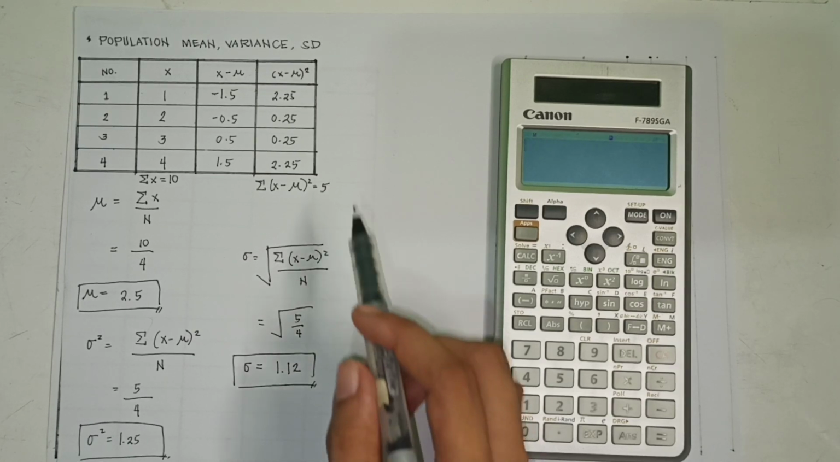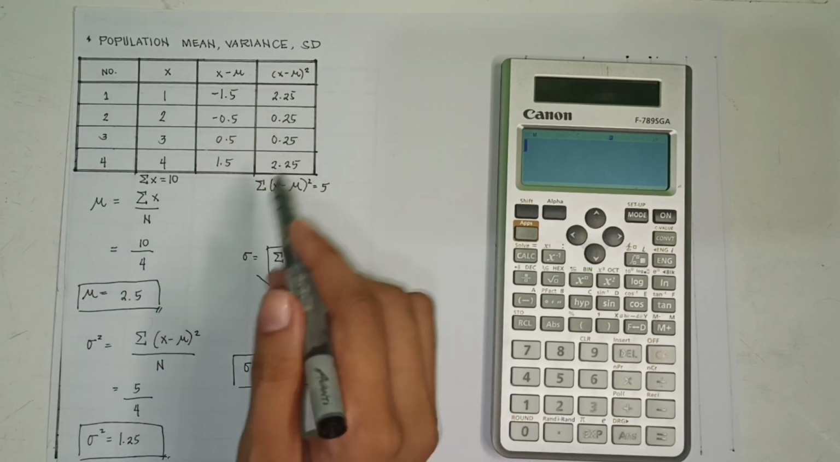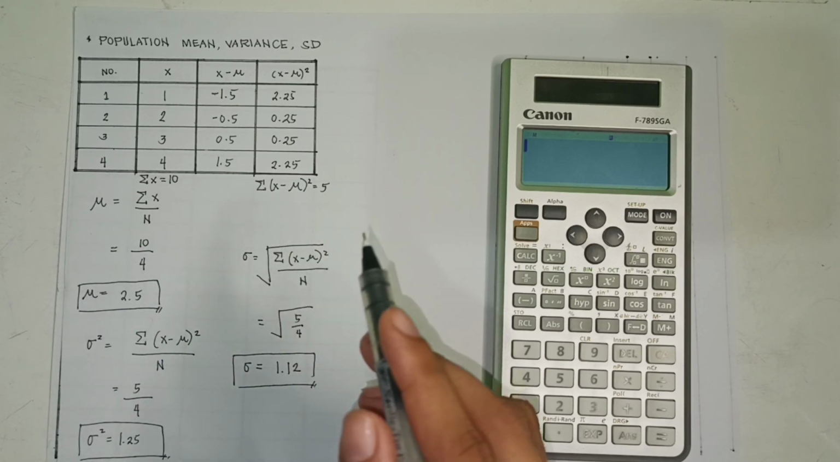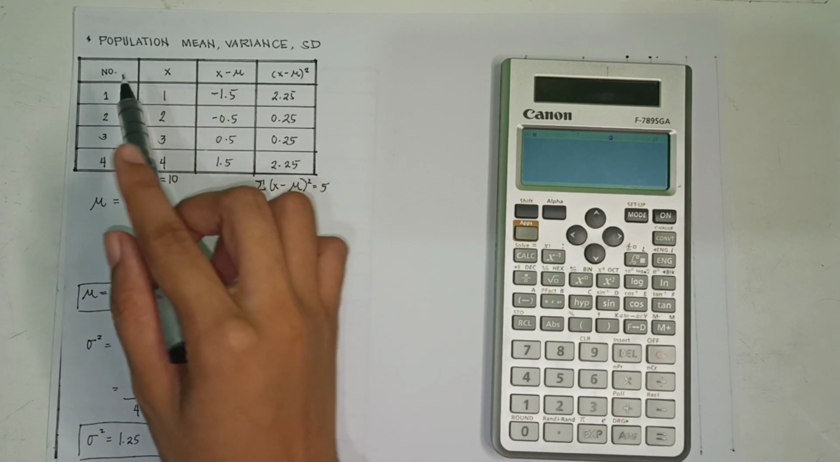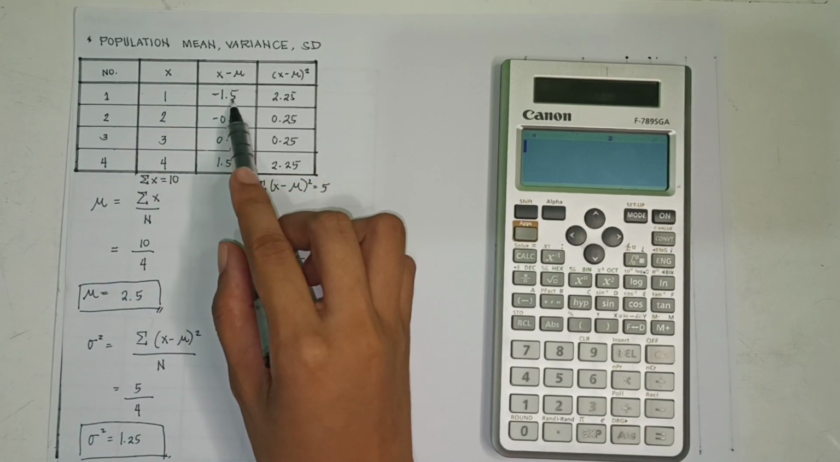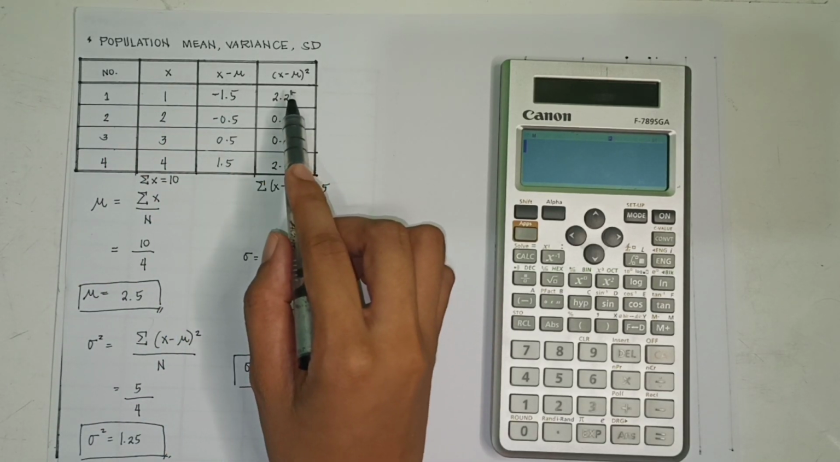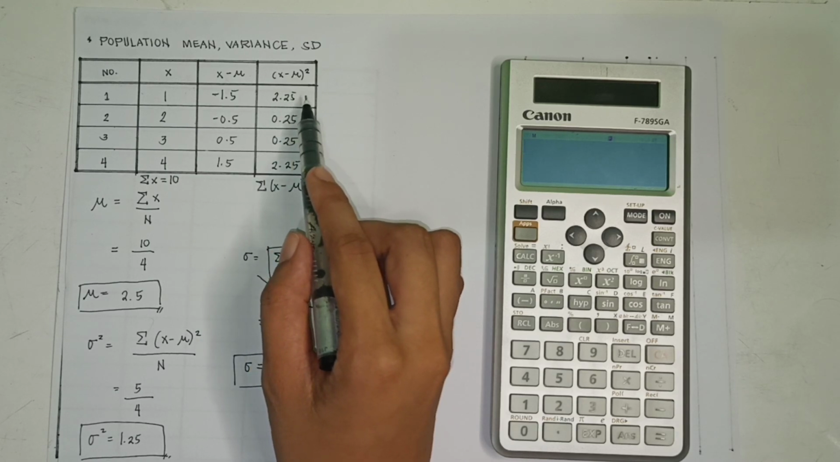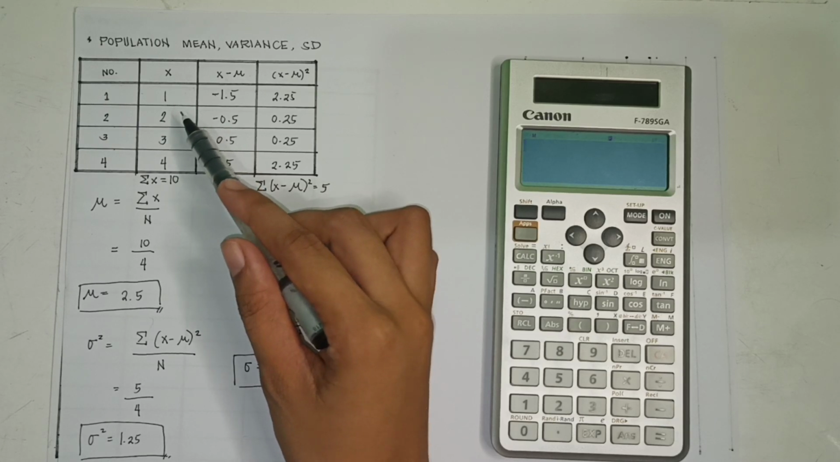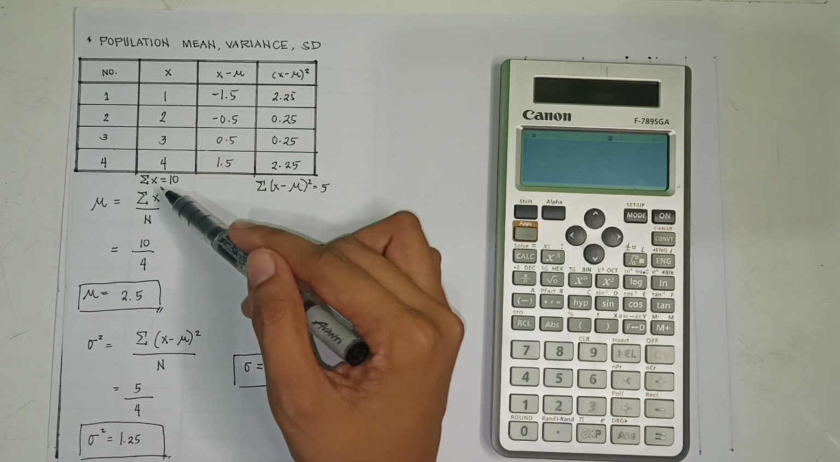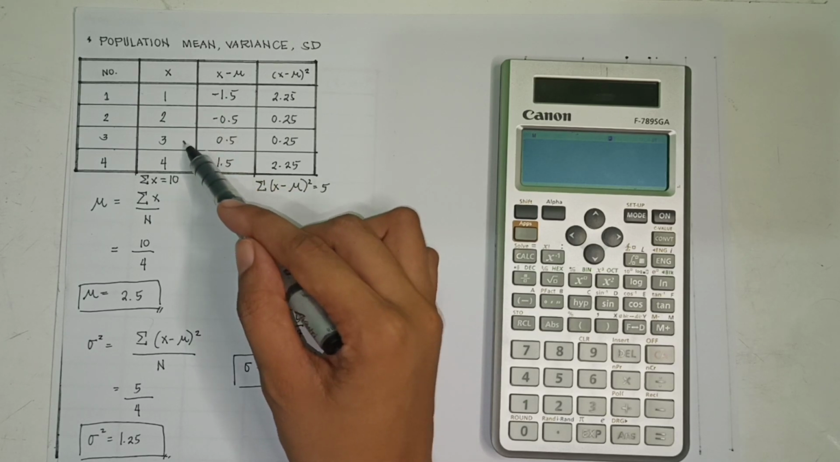Okay. So first, gawa muna tayo ng table. Mas maganda po kasi na may table para at least nakikita nyo yung mga data, yung kung paano natin siya kino-compute. And mas madali para sa inyo. Okay, so sa table natin, kailangan natin ng value ni x, x minus mu, and x minus mu squared. Okay? So yung x natin is given, which are 1, 2, 3, and 4. Okay? So a population consisting of values 1, 2, 3, and 4.